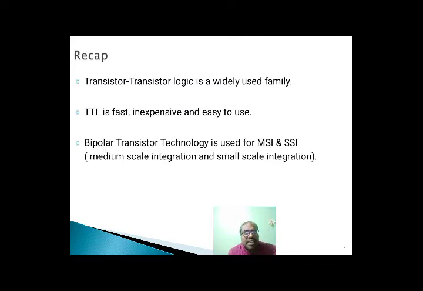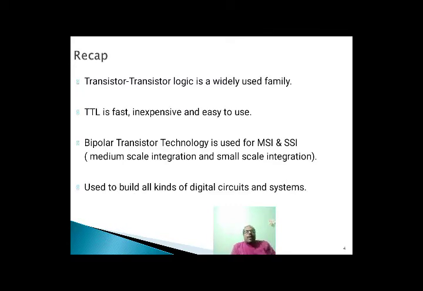Already we learned about transistor logic, which is a widely used family. It is fast, inexpensive and easy to use. Bipolar transistor technology is used for MSI and SSI, medium scale integration and small scale integration. It is used to build all kinds of digital circuits and systems.